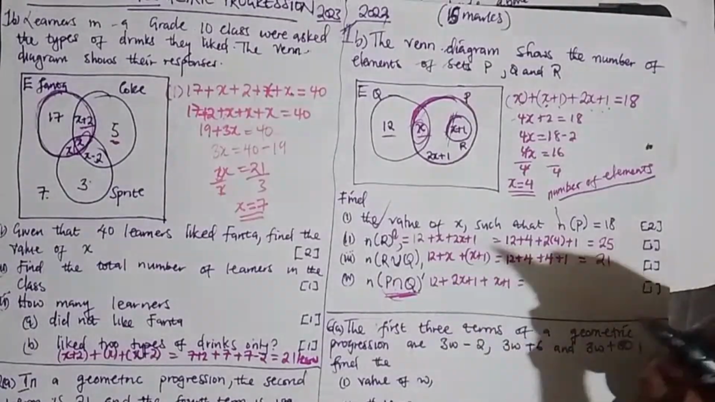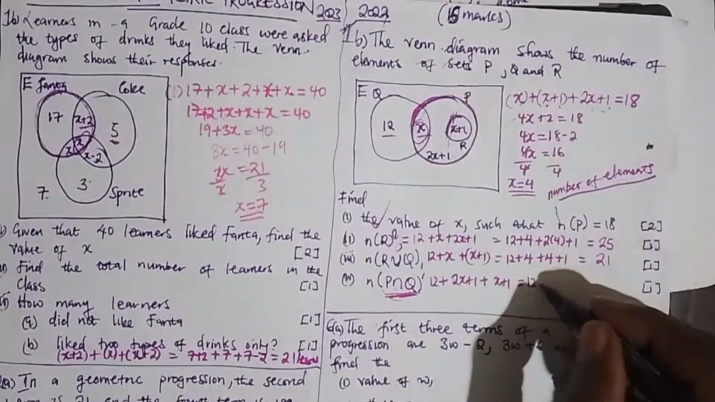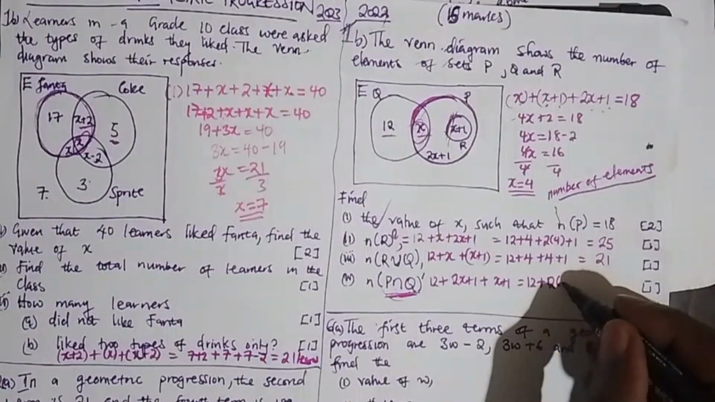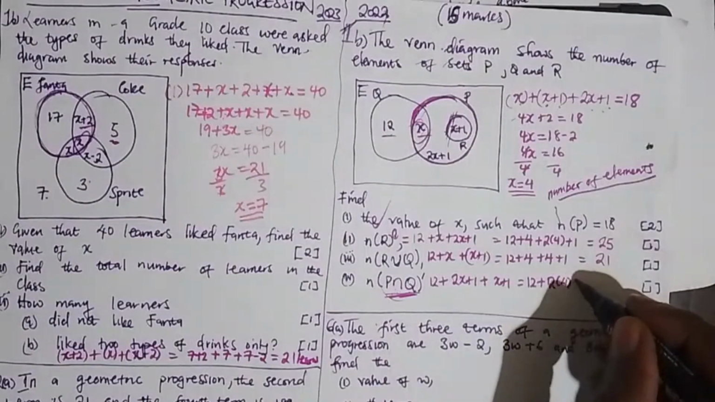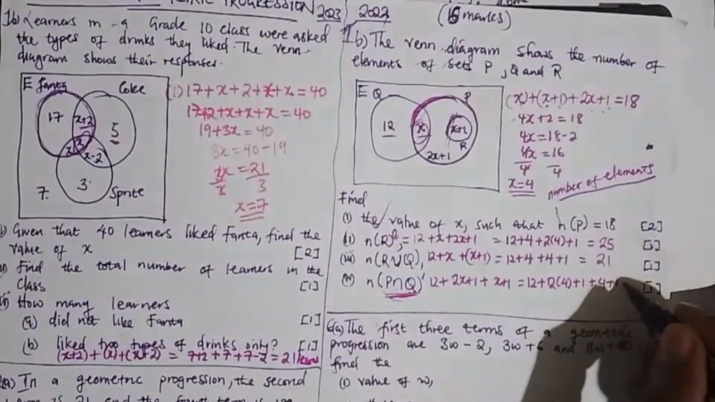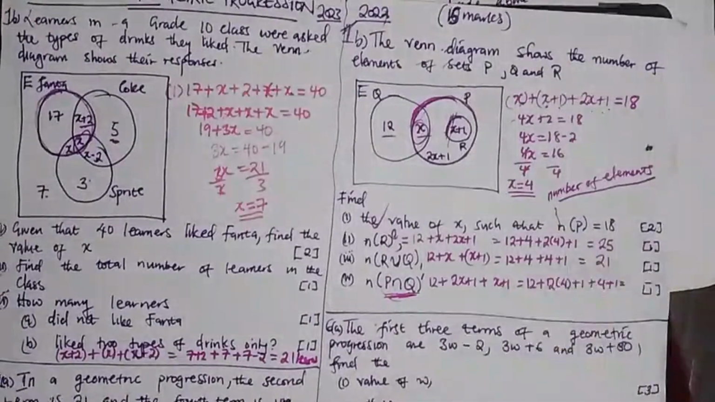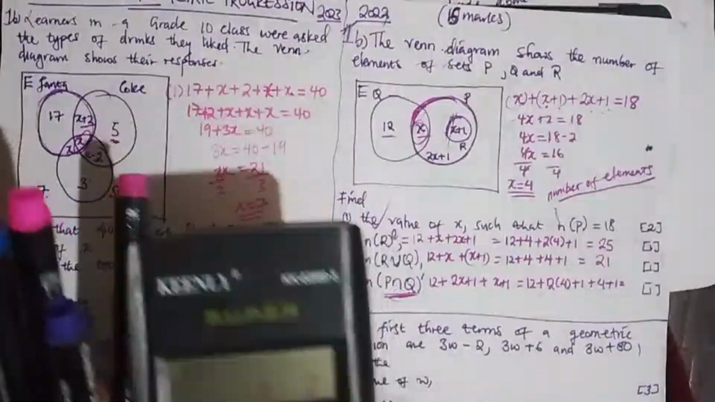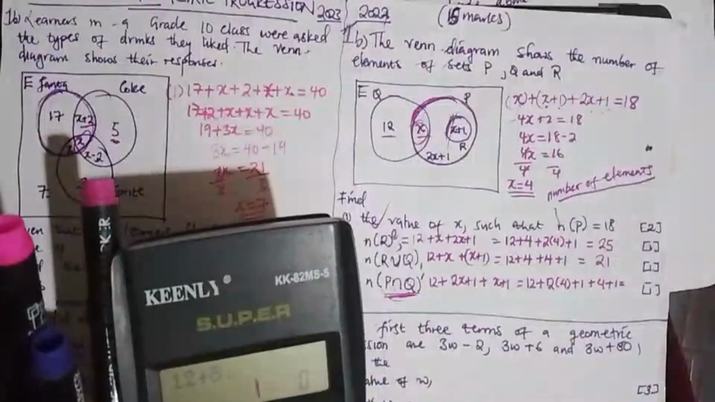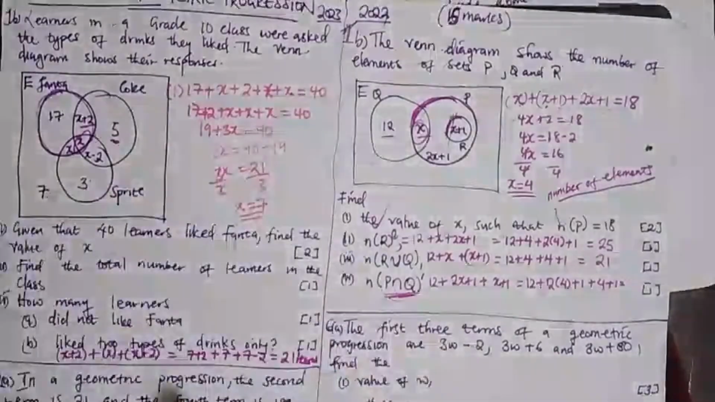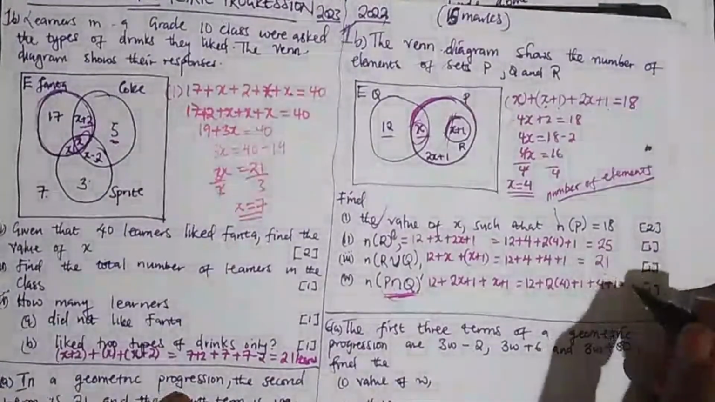Then again, we know the value of x. So we say 12 plus 2, what is x? x is 4, plus 1, plus 4 plus 1, which gives us 12 plus 2 times 4 is 8, plus 1 plus 4 plus 1. We have 26.